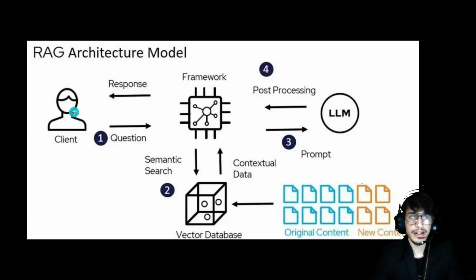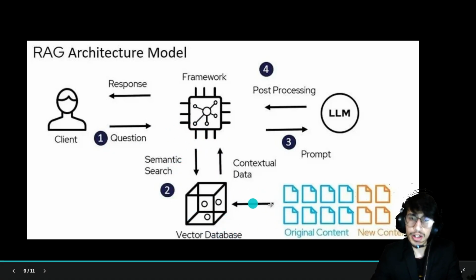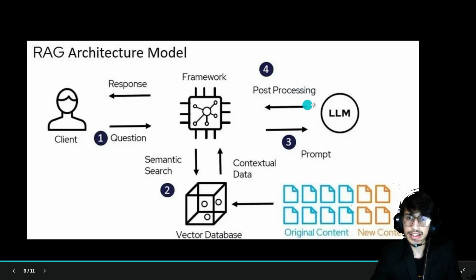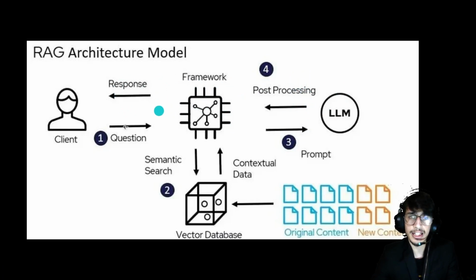Sorry for the interruption. So here is the whole structure. There is a client who asks the framework a question. Then the question goes to a semantic search in the vector database, and every piece of content that matches the question goes to the LLM. The LLM then has the prompt and the knowledge of the vector database. It generates the answer using this vector database data, post-processes it and gives it to the framework. Then the framework gives the response.